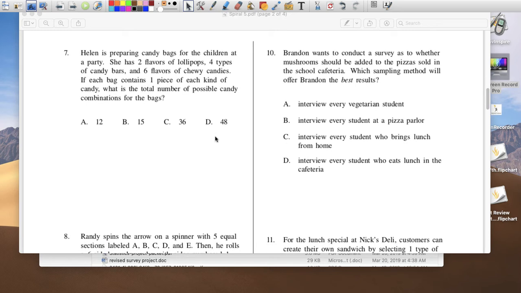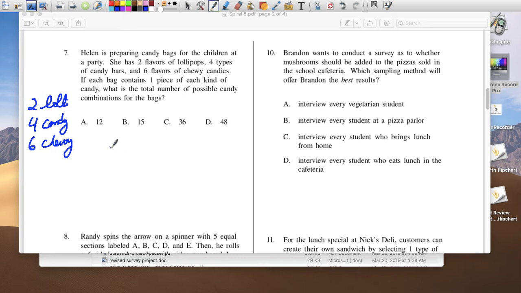7. Helen's preparing candies for bags for the children at her party. She has 2 flavors of lollipop, 4 types of candy, and 6 flavors of chewing candy. So 2 lollipops, 4 candy, and 6 chewy. Each bag contains 1 piece of each kind of candy. What is the total number of possible candy combinations for the bag?